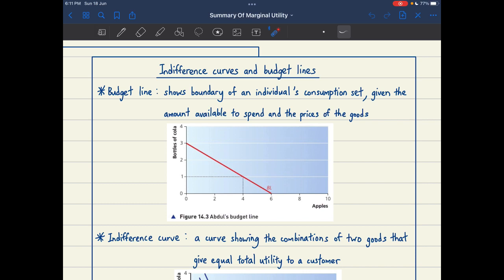So you can see that, for example, if Abdul is going to purchase 6 apples, then he wouldn't be able to purchase any cola. If he were to purchase 4 apples, he'll be able to purchase 1 bottle of cola. All right, so that's how the budget line works.